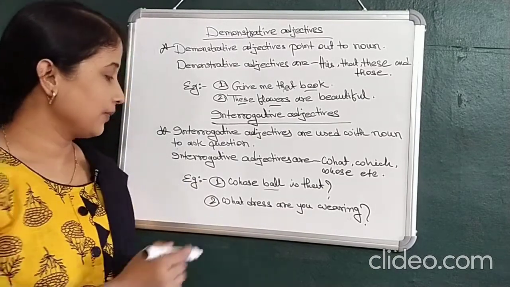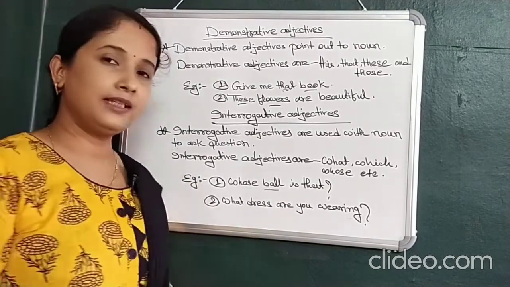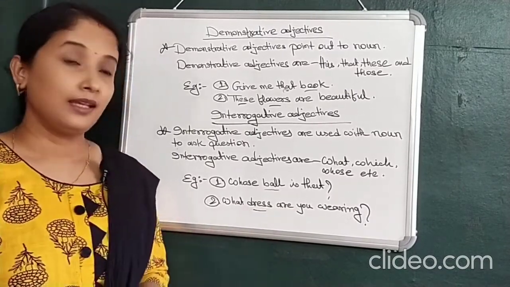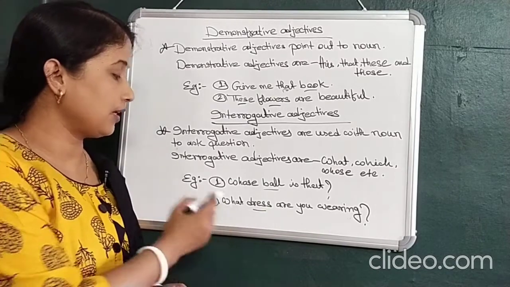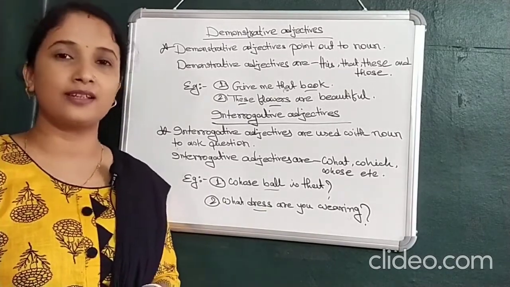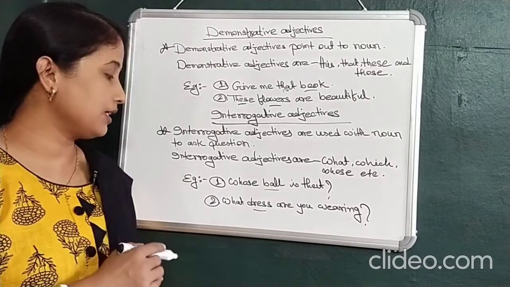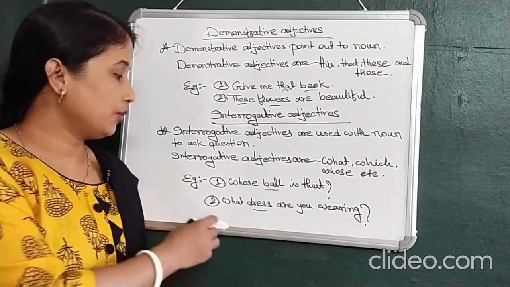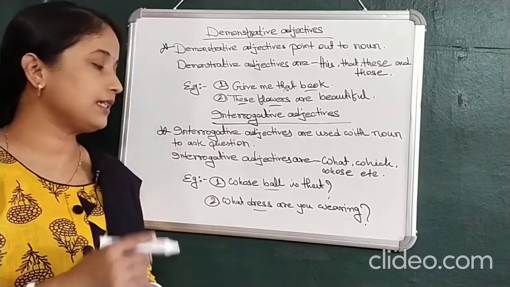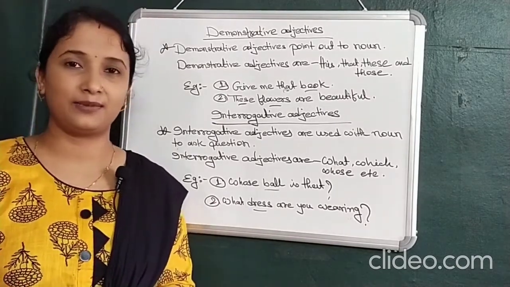Next example, what dress are you wearing? Here dress is a noun and what is used before the noun dress. It means what asks a question with the noun dress, and what is also followed by the noun dress. Okay, so what is here an interrogative adjective.